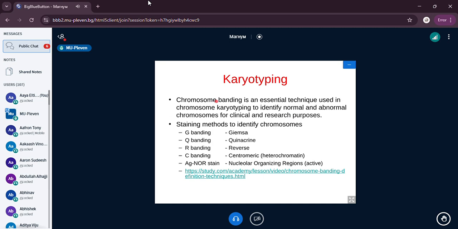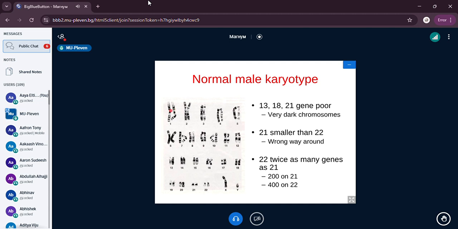Banding is a technique for staining with different techniques. Here are the different techniques, which are described in this web page. The link is given here. And why is it called banding technique? Because the chromosomes, after staining, appear with light and dark bands. And the pattern of banding, of ordering of light and dark bands, is the same for the same chromosomes, the same way. For different chromosomes from different pairs, the banding pattern is different.